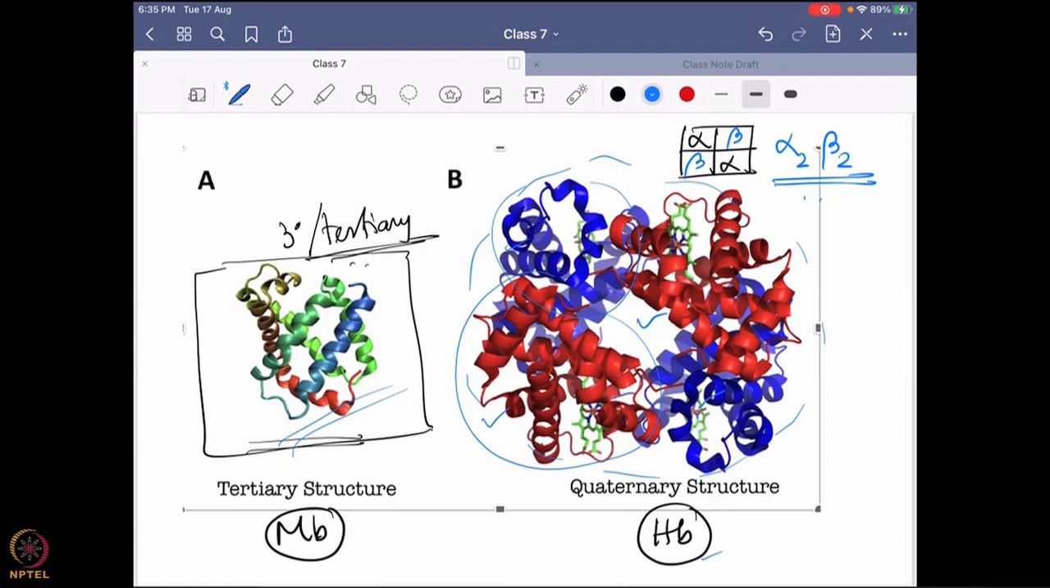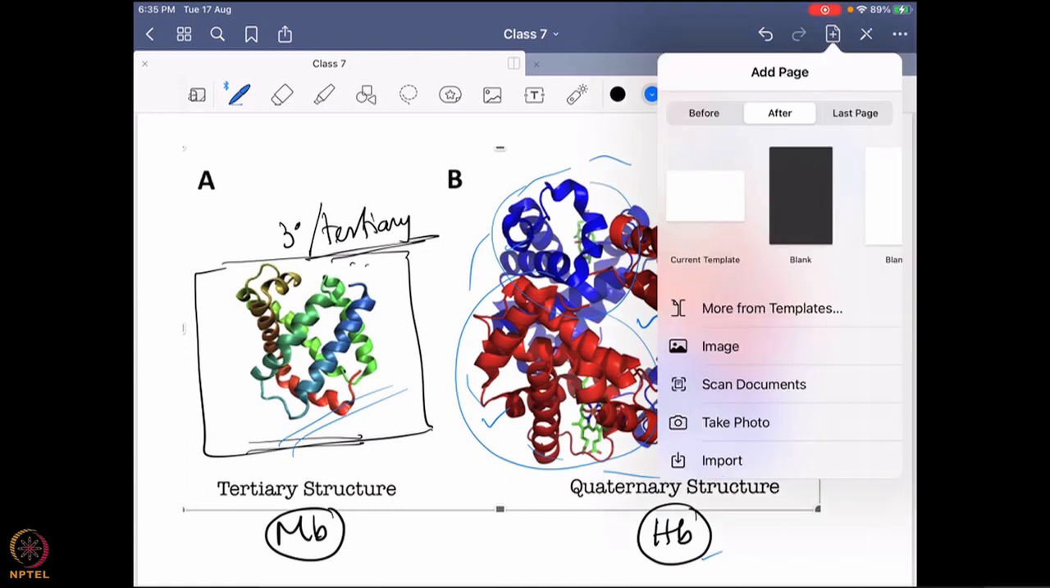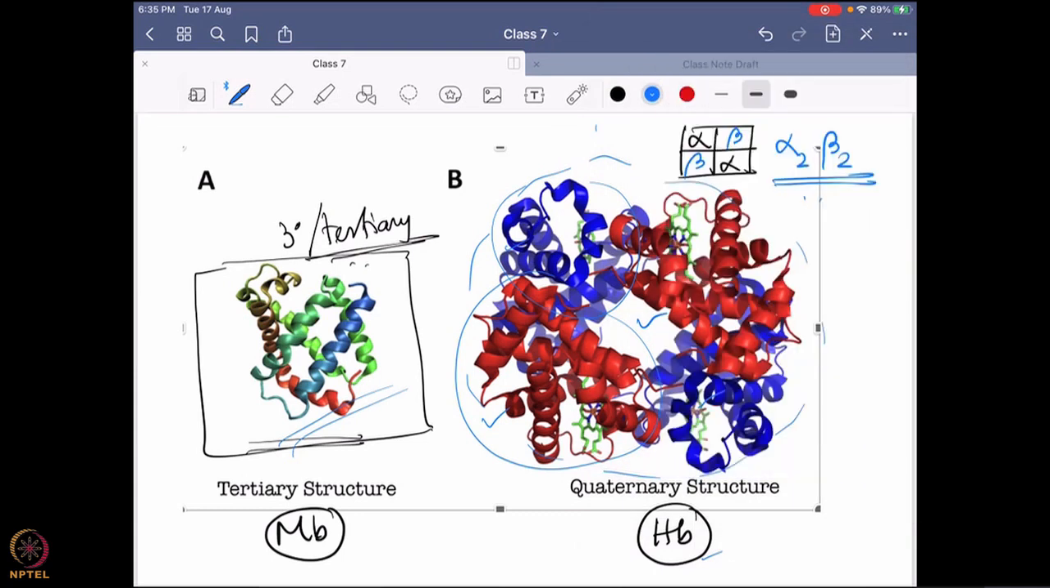Sir, okay. What is the alpha 2 beta 2 here? Alpha 2 beta 2. This is how each of the subunits is named. Alpha is like, from the mathematical point of view, the first term; then the next term, beta; next term, gamma; next term, delta.